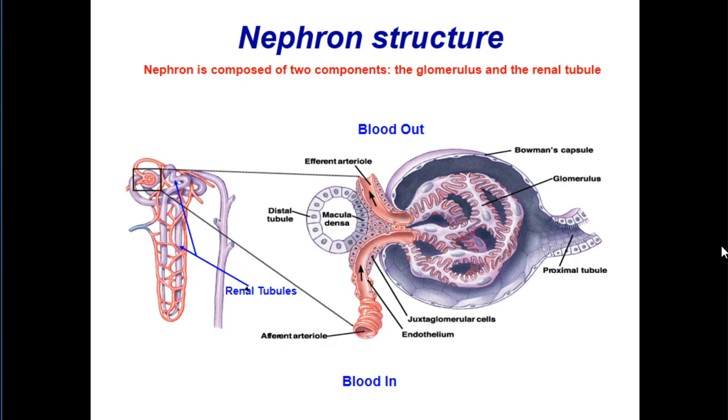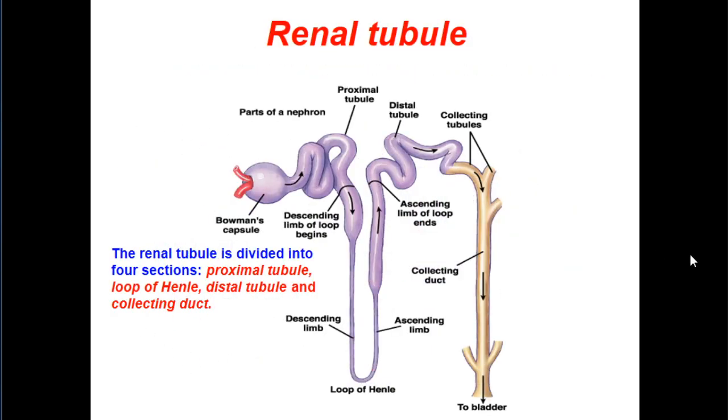So let's have a closer look at the nephron structure. Here you can see the glomerulus. The blood enters through the afferent arteriole, then you will have a glomerular capillary network, and then the blood will leave through the efferent arteriole and the renal tubular system. The renal tubular system includes the proximal tubule, loop of Henle, and distal tubule, which will empty into the collecting ducts.